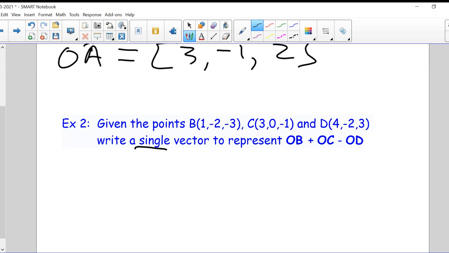Now remember, each of those vectors is a position vector running from the origin to that point, right? So it's like saying OB is running from 0, 0, 0 to 1, minus 2, 3. OC is running from, sub in, okay, let's see now. Sub in with i, j, and k.